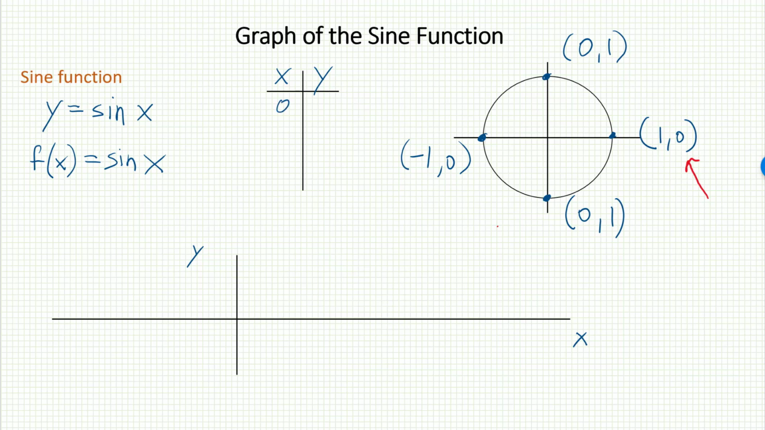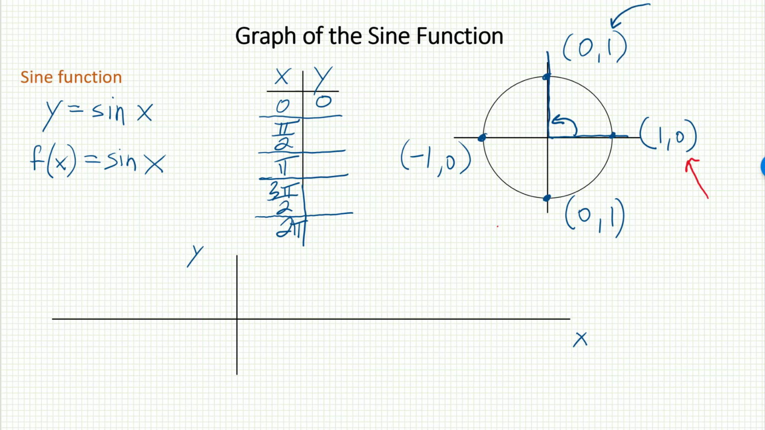0 would be great, followed by pi over 2 up at the top of the circle, pi, 3 pi over 2 down at the bottom, and 2 pi. Now I just need to fill in the sine ratio, or the b coordinate at each spot. When x is 0, my b coordinate is 0. When x is pi over 2, in other words, I've rotated pi over 2 radians, my b coordinate is 1.